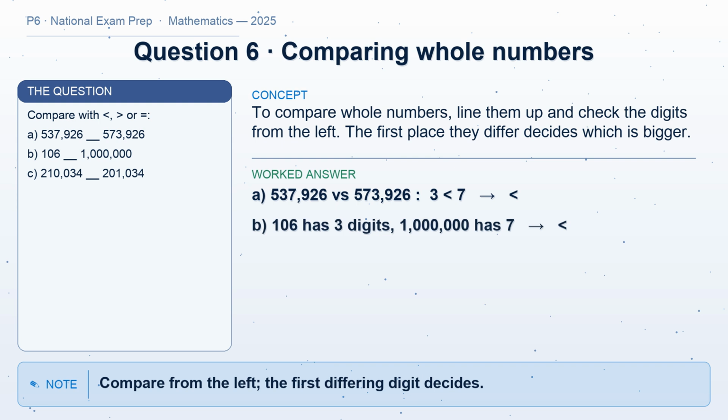In part B, 106 has only 3 digits, while 1 million has 7, so it is far smaller, less than. In part C, both start with 2, but next comes 1 against 0. 1 is bigger, so this one is greater than. So the answers are less than, and greater than.